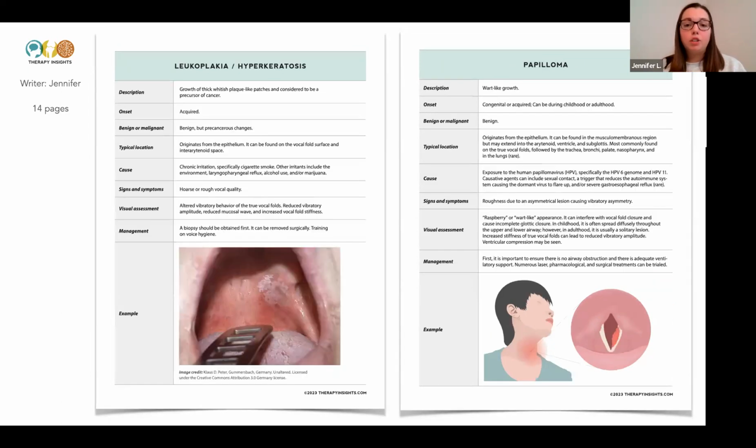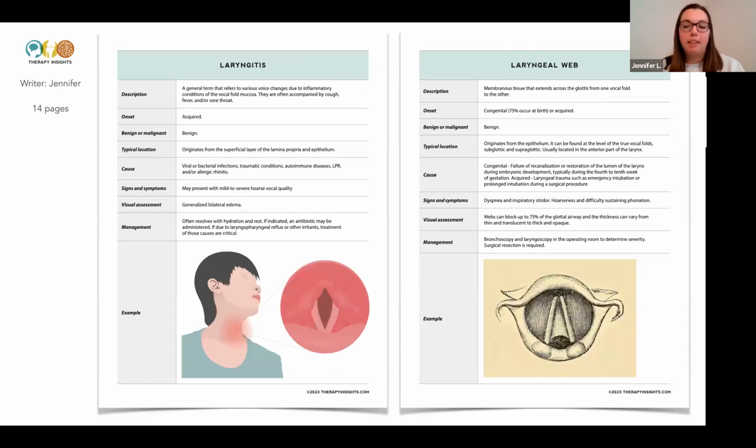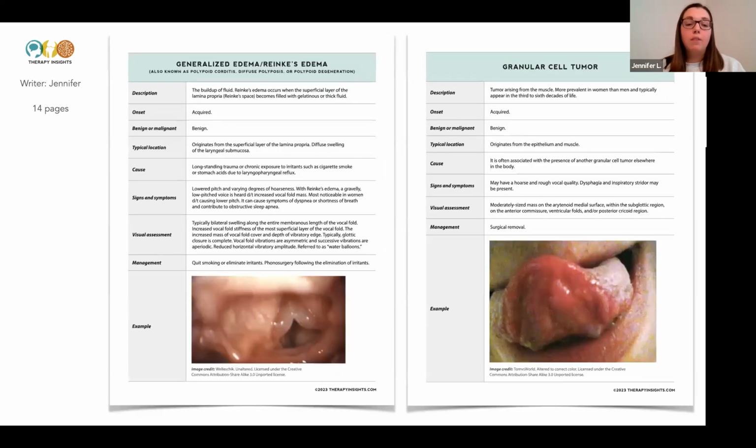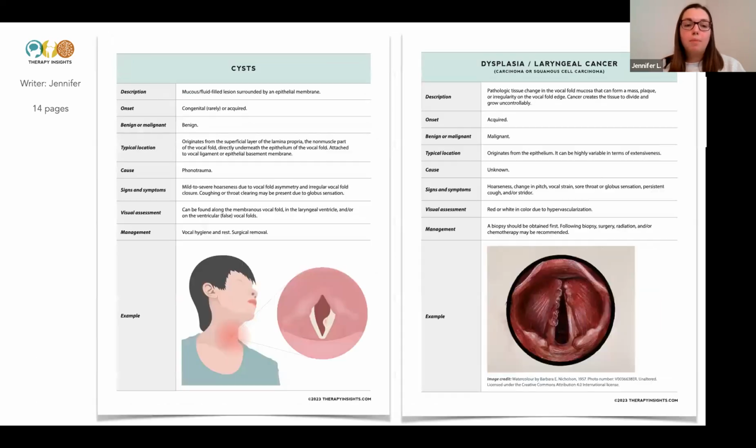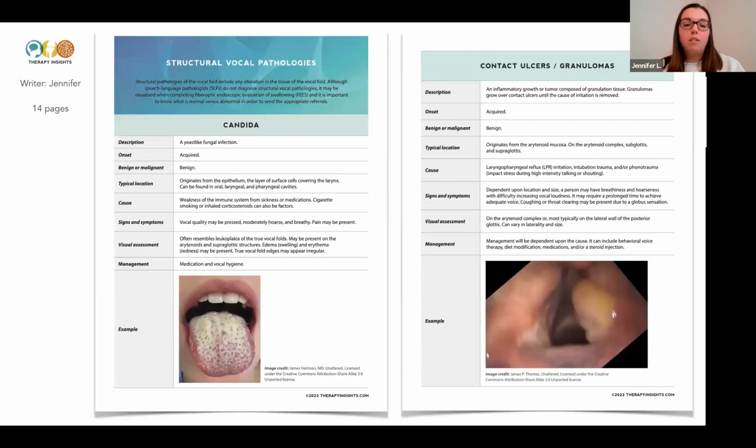Structural pathologies of the vocal fold include any alteration in the tissue of the vocal fold. It's really important to remind ourselves as speech pathologists, we don't diagnose these pathologies, but it's important for us to know what is normal, what is abnormal, be able to describe it properly, the color, the shape of it, and then send for the appropriate referrals. There are many different pathologies on this resource, but I wanted to review a couple, one that we're probably more familiar with seeing and one that we may be less familiar with seeing.